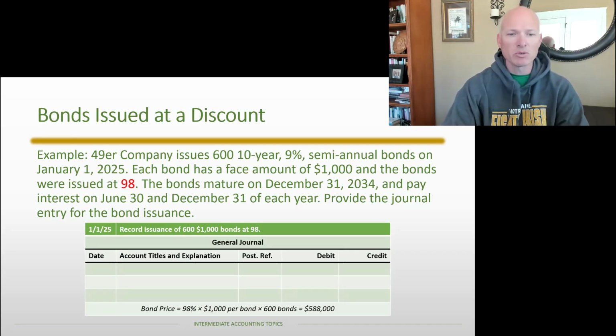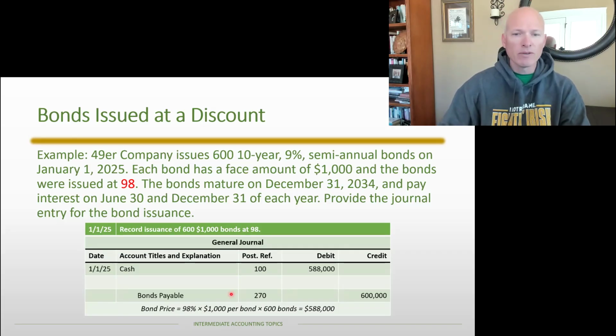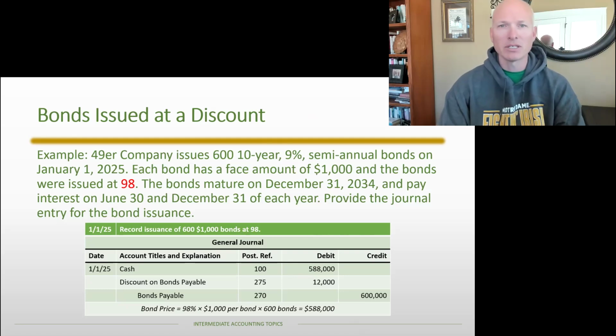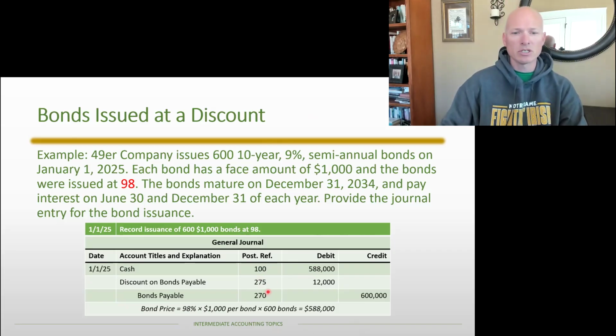And what does that mean? That means when I issue them, I get only $588,000, even though the par value of the bonds is still $600,000. I'm still going to pay $600,000 at maturity, but the market is only going to pay me $588,000 for that because the interest that I am paying is less than what they demand. And so the difference between those two is the discount on bonds payable. That discount is a contra liability. So notice it's still a liability account, but it has a debit balance.